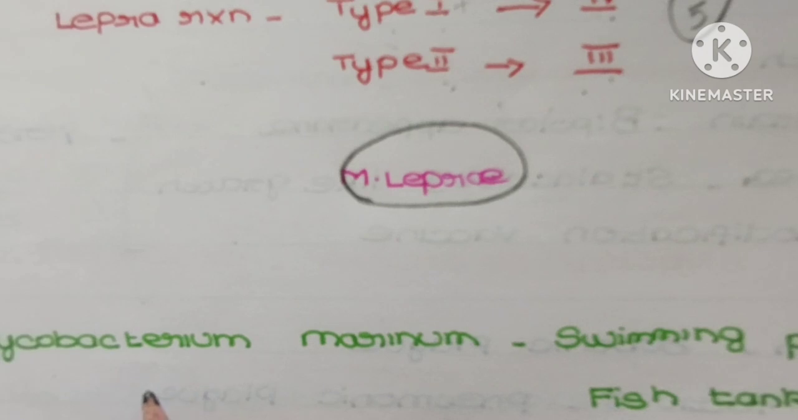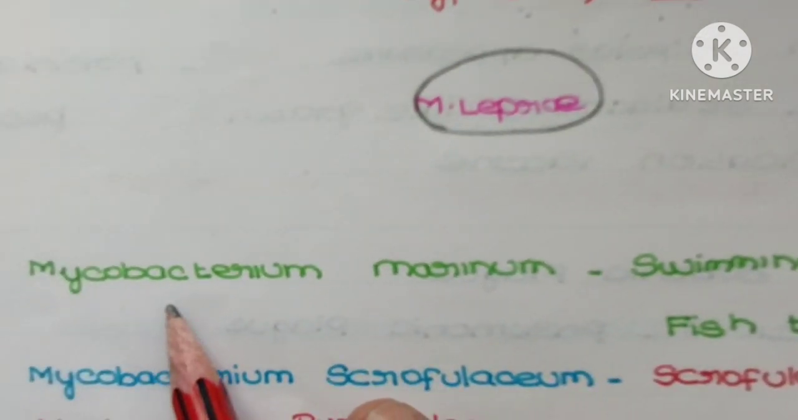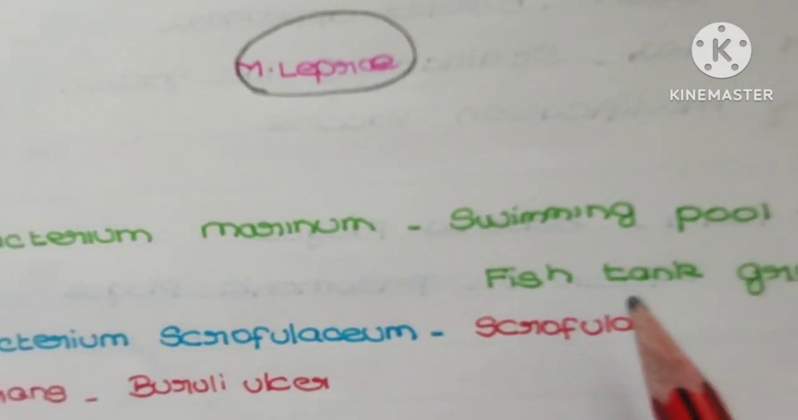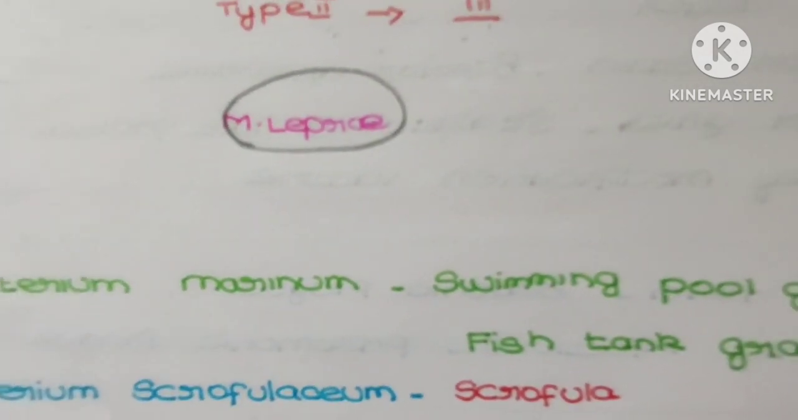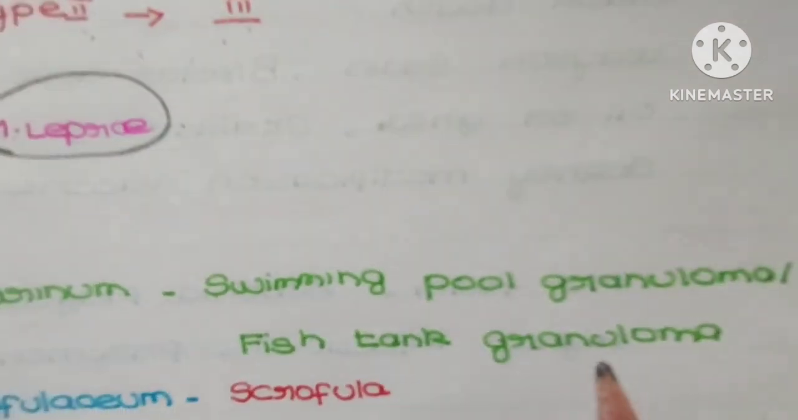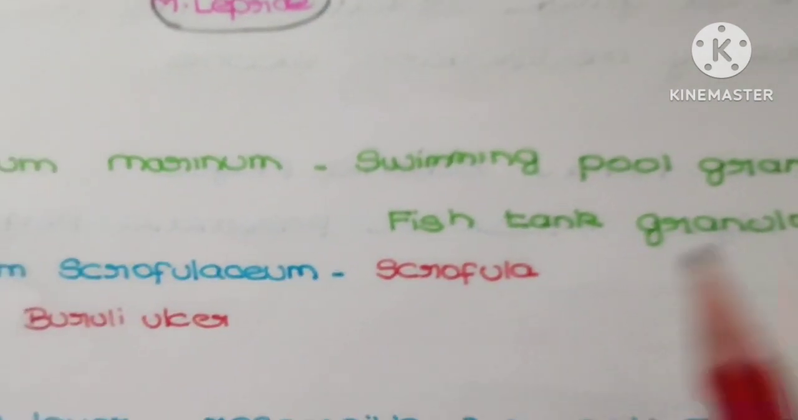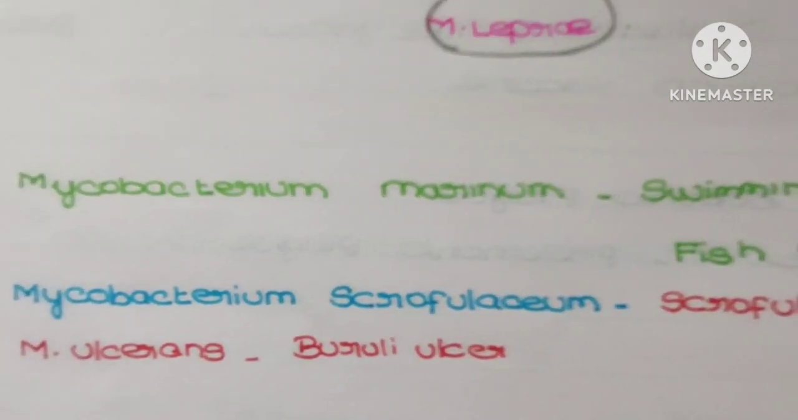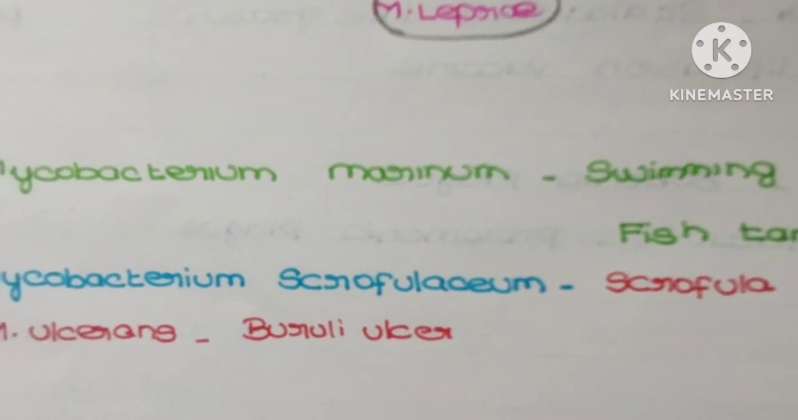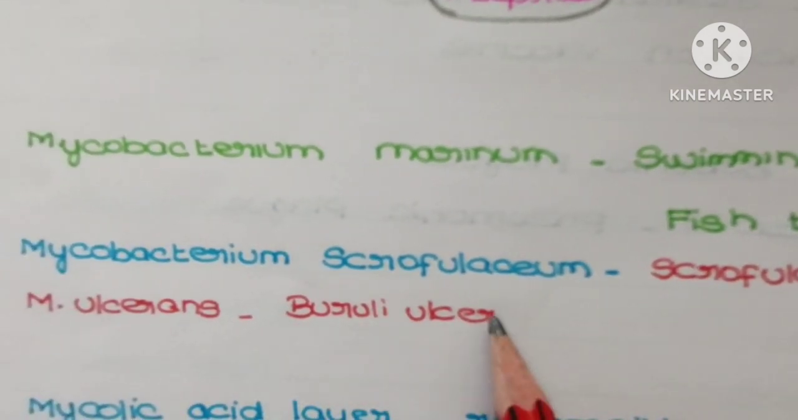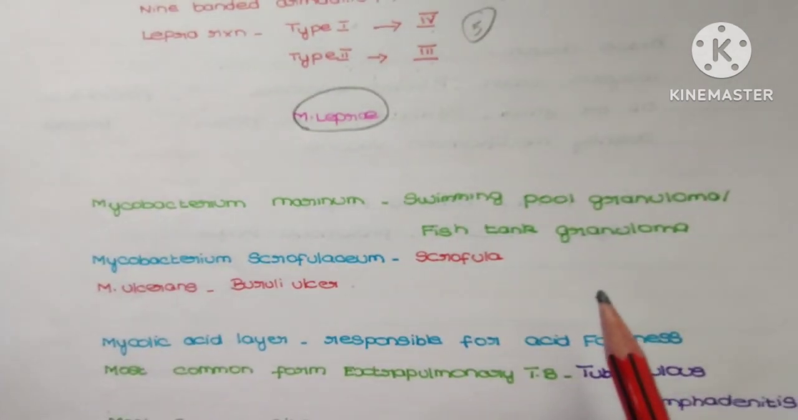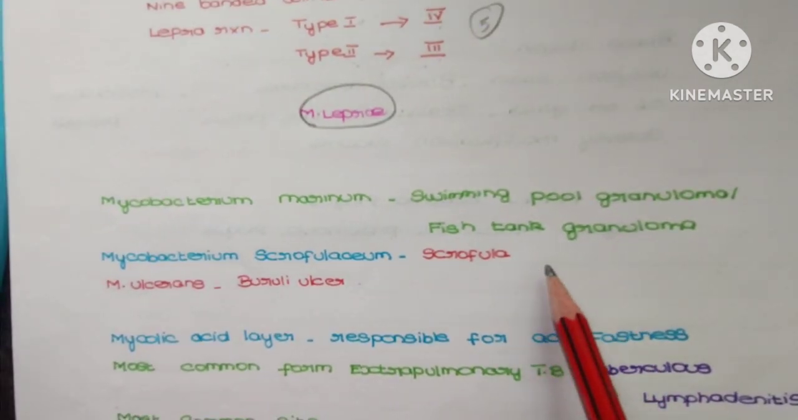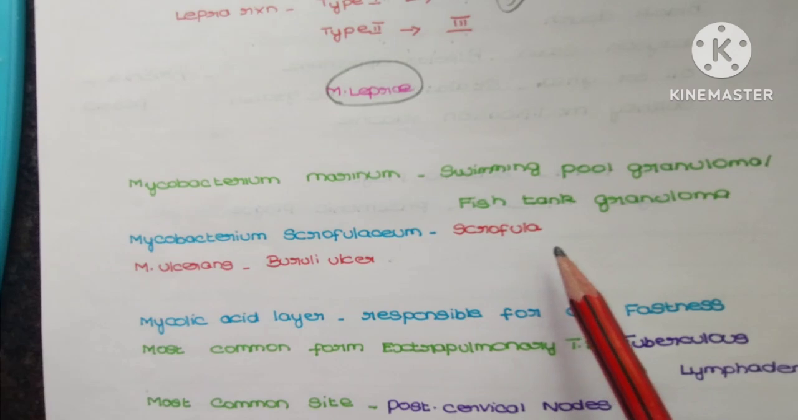Next, some of the one-liners we can see. First, Mycobacterium marinum usually causes swimming pool granuloma or fish tank granuloma. And then Mycobacterium scrofulaceum causes scrofula or scrofuloderma, and Mycobacterium ulcerans causes Buruli ulcer. So these are the important points you want to remember for non-tuberculous Mycobacteria.